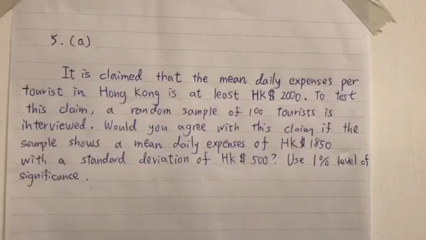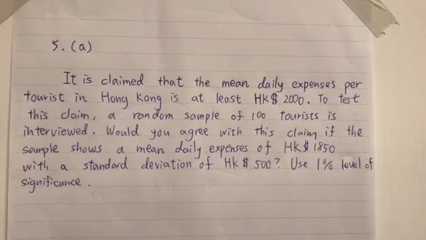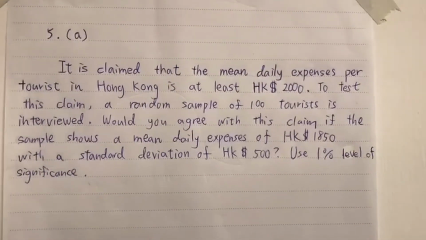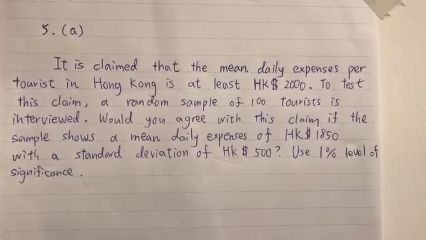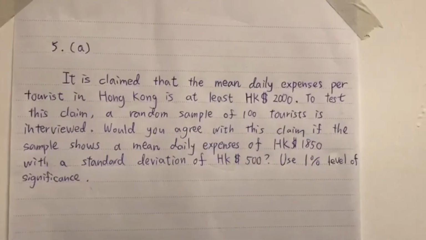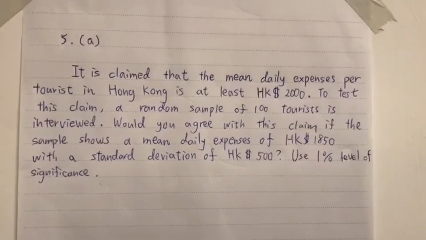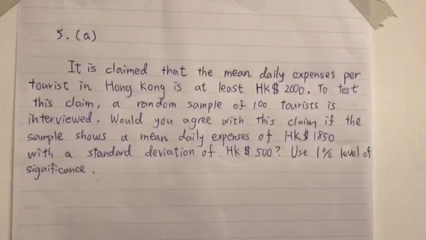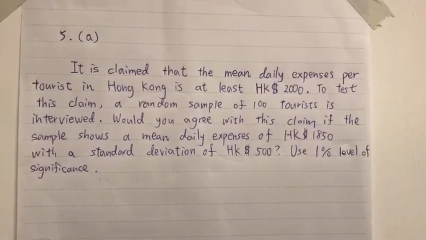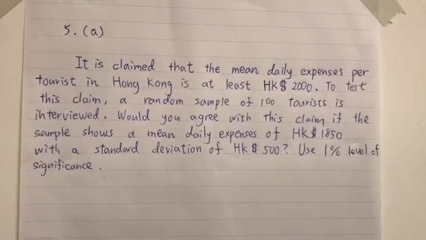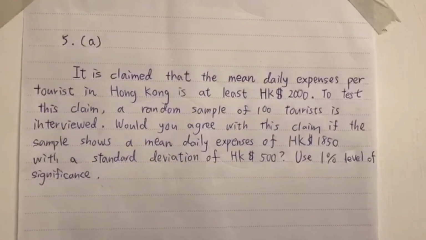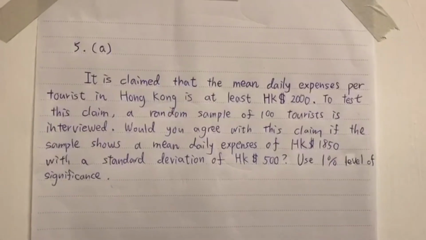It is claimed that the mean daily expense per tourist in Hong Kong is at least 2,000 HK dollars. To test this claim, a random sample of 100 tourists is interviewed. Would you agree with this claim if the sample shows a mean daily expense of 1,850 HK dollars with a standard deviation of 500 HK dollars? Use 1% level of significance.